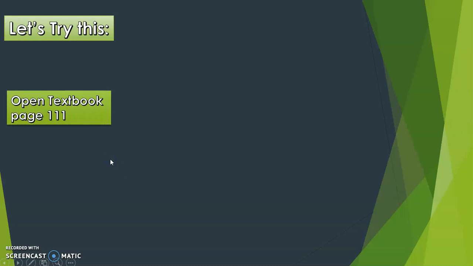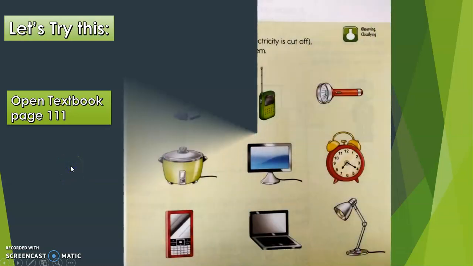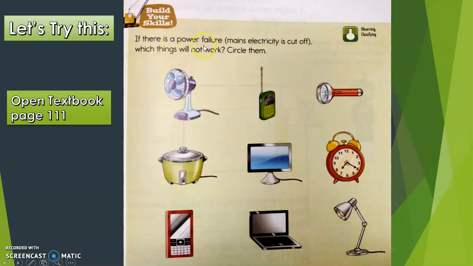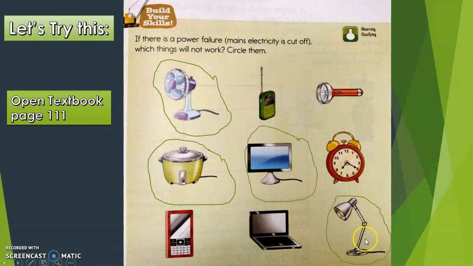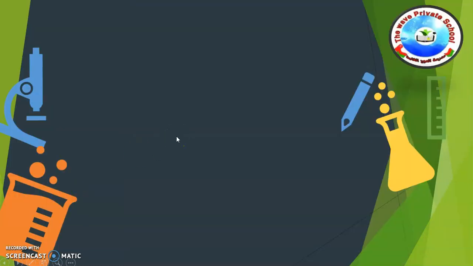Okay, now let's try this one. I want you to open your textbook to page 111, and I will do this with you. If there is a power failure, meaning the mains electricity is cut off, which things will not work? Circle them. Okay, let's check if your answers are right. Of course, this one, because this is powered by mains electricity. The rice cooker, this one, the television, and the lampshade. Because the rest, they are being powered by what? Battery. Okay, very good.